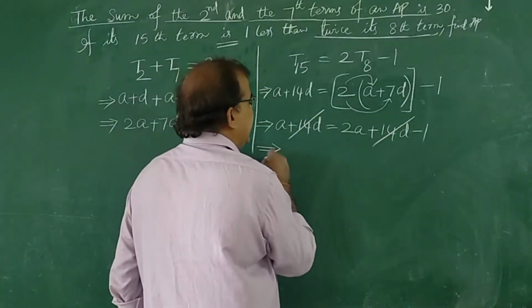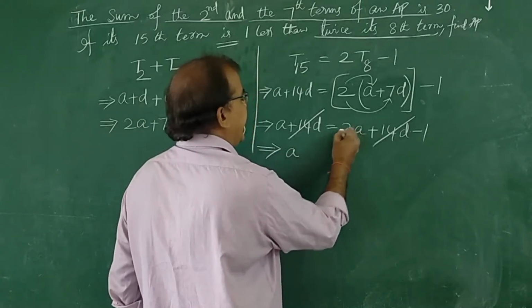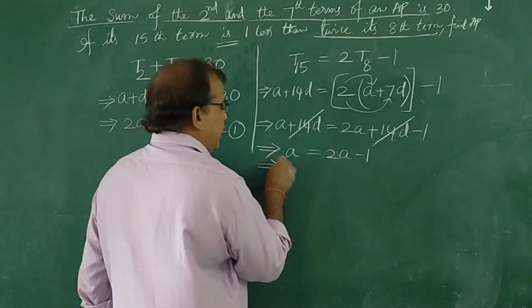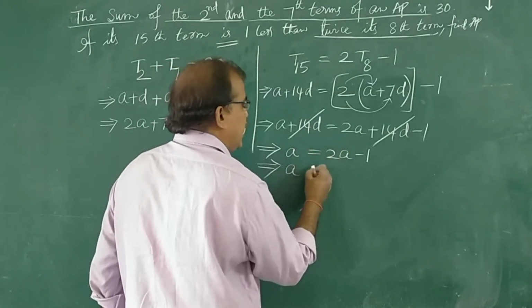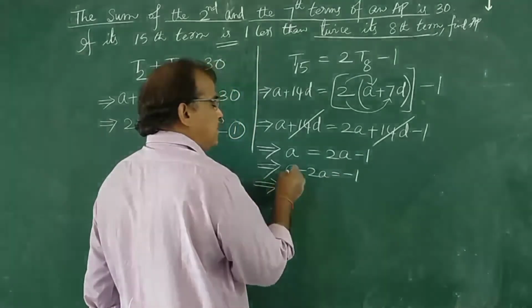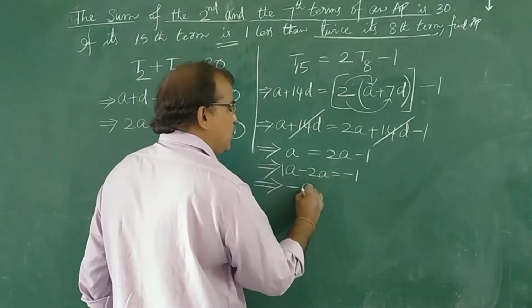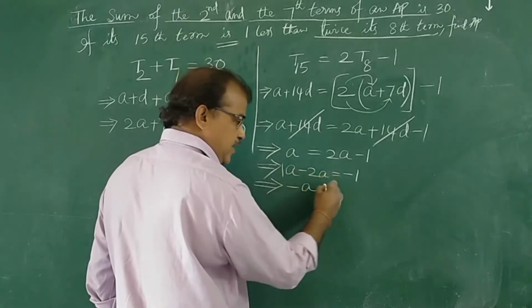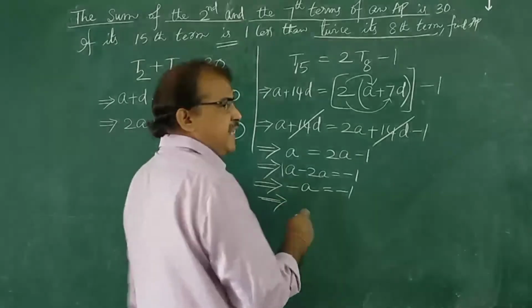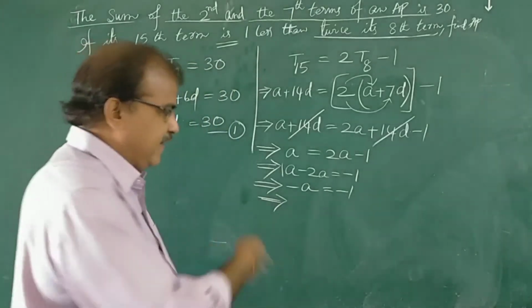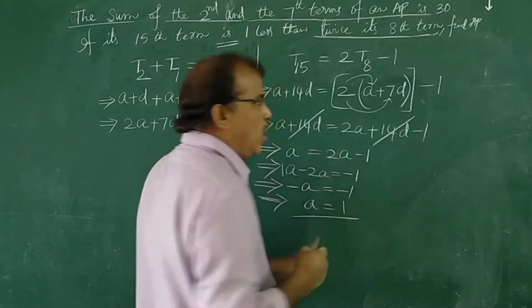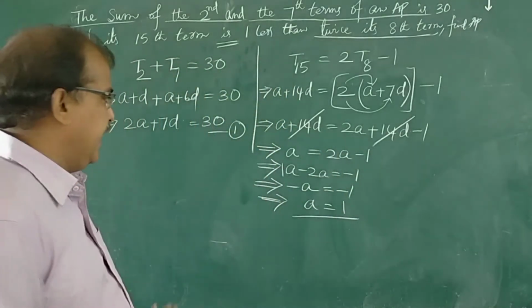That implies a is equal to 2a minus 1. So plus 2a is transposed to minus 2a: a minus 2a is equal to minus 1. This is nothing but minus a equal to minus 1. Minus and minus cancel, otherwise multiply by minus 1 on both sides. Finally, a is equal to 1. I got the value of a.